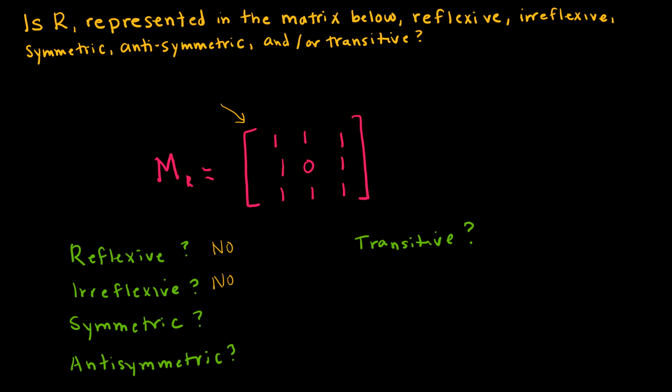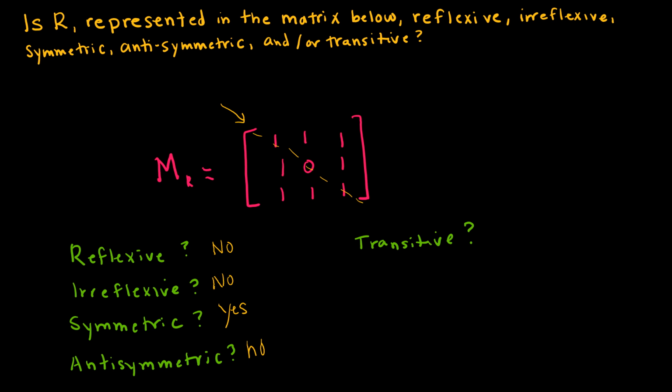For symmetric, remember I'm kind of drawing a dotted line through here and saying if I folded the matrix across that line, do I have the same thing on each side? And yes, in fact I do. So this is symmetric. And if it's symmetric, then no, it is not antisymmetric. Remember, antisymmetric would be if I had a 1 in one of these positions but a 0 in the other, which is not what I have. And then for transitive, I have to do a little bit of work. I have to do the product.